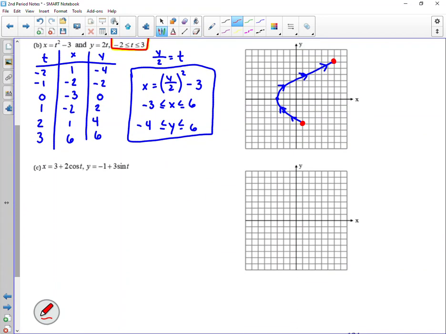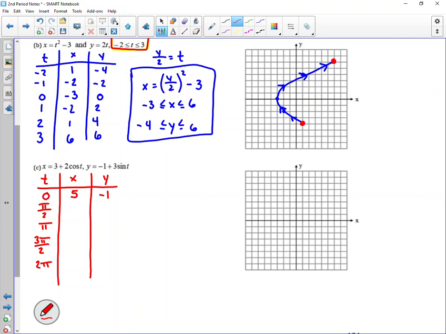For this one, we'll probably choose t values that are angles. And the 4 quadrantal angles are probably the best. So 0, pi over 2, pi, 3 pi over 2, and then we go back to 2 pi. And then it keeps repeating itself. So if we plug in 0, what do we get for x? X is 5. 0 in for y is -1.